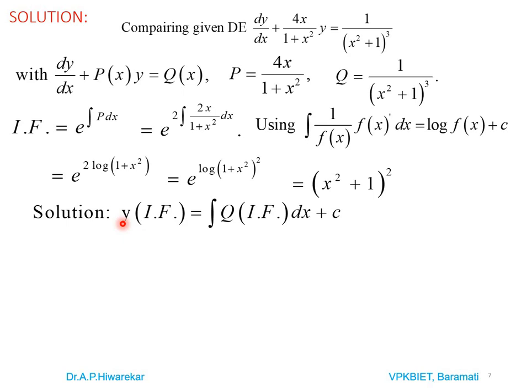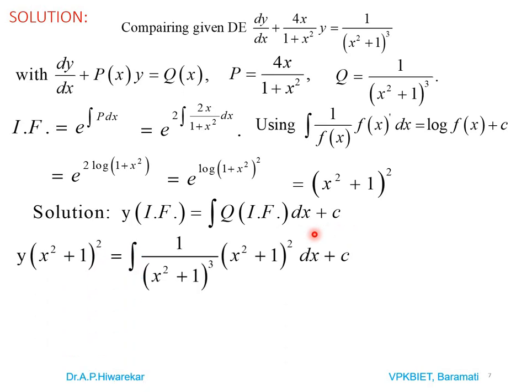The formula for the solution is y into integrating factor is equal to integration of q into integrating factor dx plus c. Substituting the value of the integrating factor, y into (x square plus 1) whole square is equal to integration of 1 by (x square plus 1) cube, that is q, and the integrating factor is (x square plus 1) whole square, dx. So if you simplify, the (x square plus 1) whole square gets cancelled, y into (x square plus 1) whole square stays as it is, and this will be 1 by 1 plus x square dx.